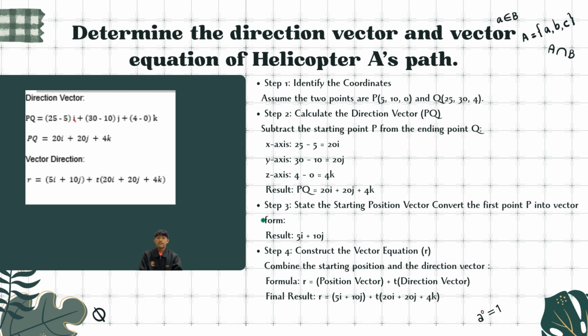After finding the direction vector, we can construct the vector equation of the helicopter's path. The starting point vector is 5i plus 10j plus 0k. Using the vector equation formula, we combine the starting position with the direction vector. So the equation becomes r equals the position vector plus t times the direction vector. Therefore, the final vector equation is r equals 5i plus 10j plus t multiplied by 20i plus 20j plus 4k. This equation represents the helicopter's trajectory in three-dimensional space.